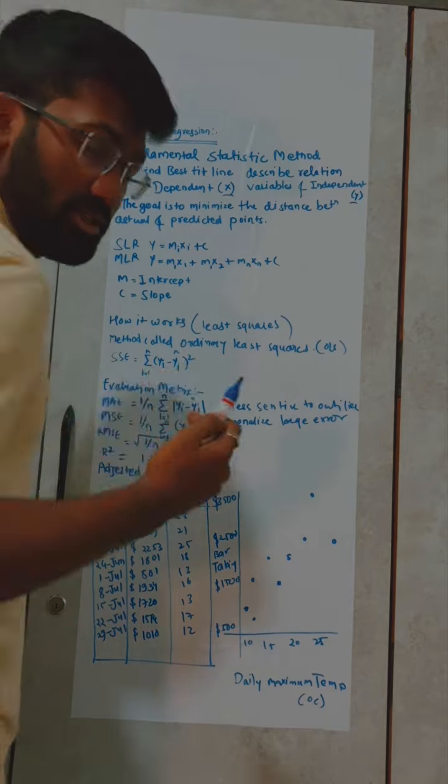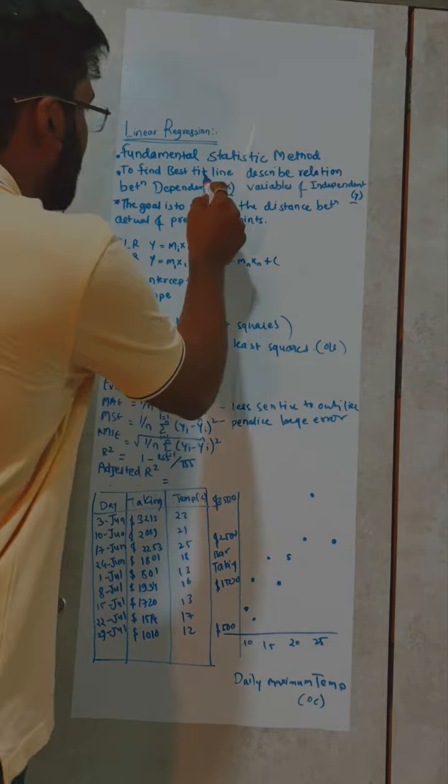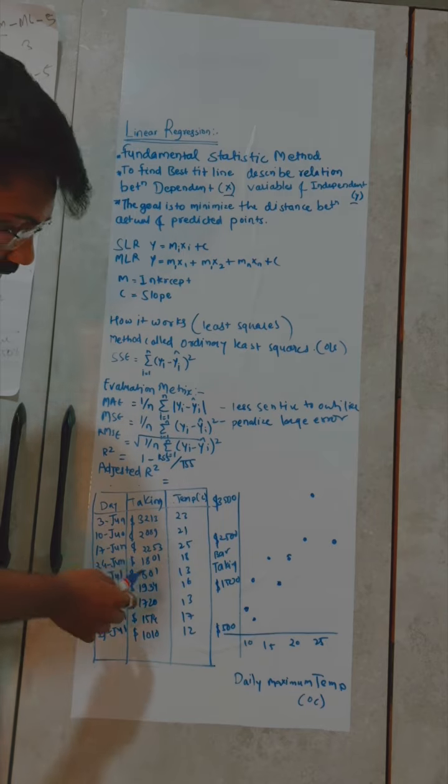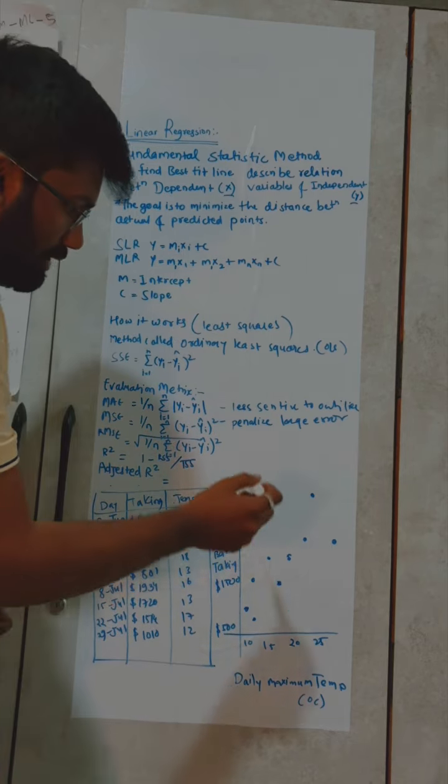And what is the use? To find the best fit line describing the relationship between the dependent variable and independent variable. जो भी हमारे पास variable है उनके relation find out करने के लिए हम use करते हैं. So हमारे पास कुछ independent variable है और dependent variable is here the temperature. So हम temperature find out करने के लिए independent variable का use कर रहे हैं. So this is what it describes.